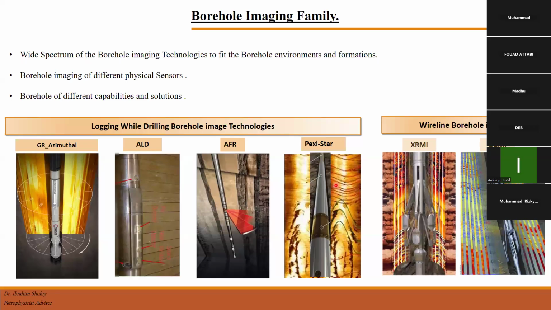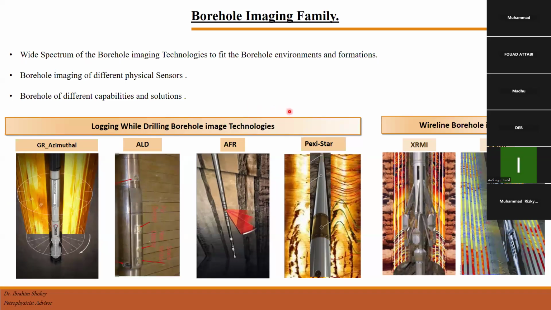The fourth tool in this family is the ultrasonic group. This ultrasonic sensor measures the acoustic impedance and travel time inside the formation. This is very capable for identifying fractures, faults, and vugs. The major application of this tool is identifying the textural variation and the structural features by using acoustic signals.